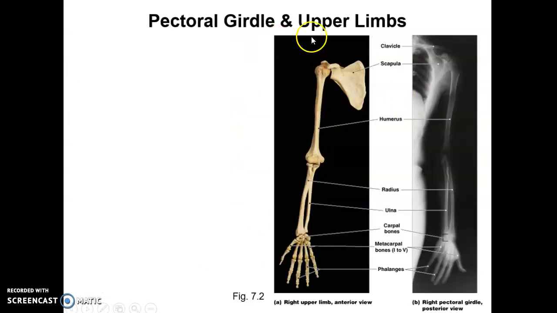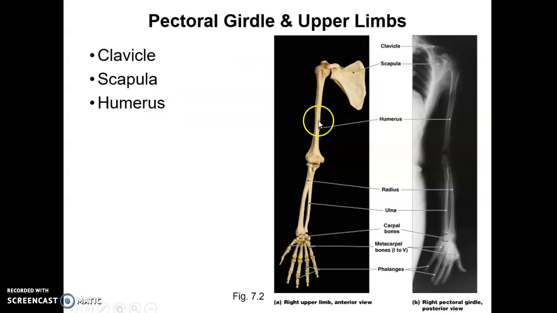So let's move to the upper limb and its pectoral girdle. That includes the clavicle, which we actually don't see here, but that's the clavicle here, your collarbone. And then the scapula, the humerus, bone of your upper arm, radius and ulna, bones of the forearm. The radius is always lateral. Notice it's towards the thumb.